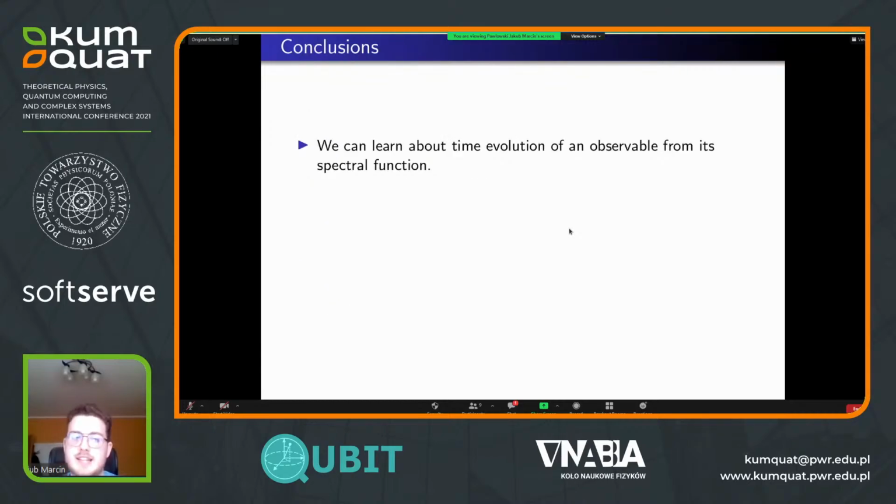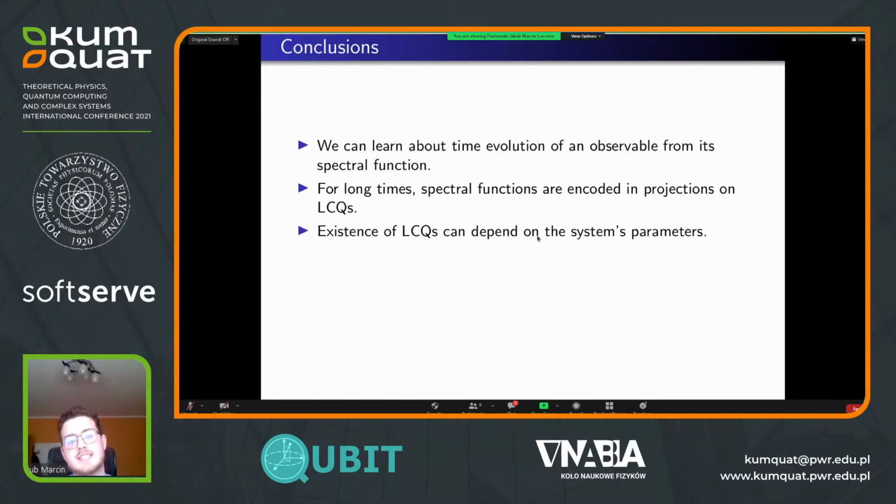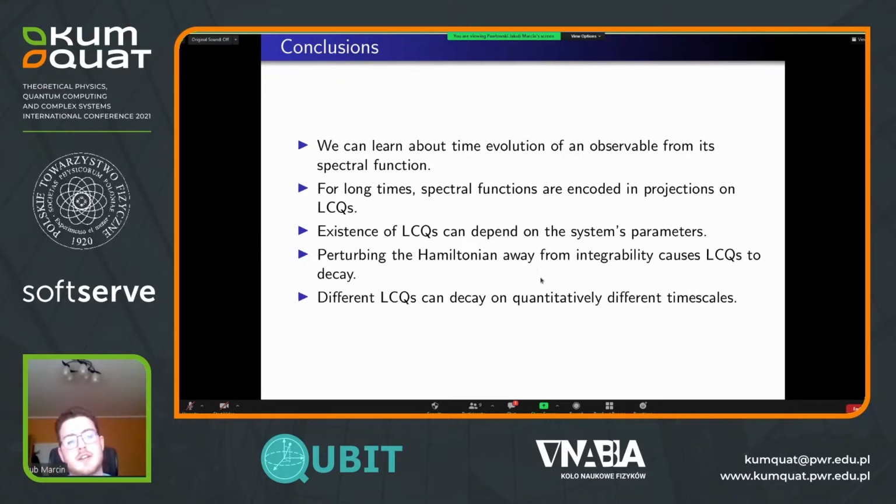What we learned today is that we can learn a lot about the time evolution of an observable from its spectral function. For long times, the spectral functions are encoded in projections onto local conserved quantities. The existence of local conserved quantities can depend on the system's parameters. For example, the energy current exists for all values of delta, whereas the other non-commuting LCQ exists only for delta equal to 1. Perturbing the Hamiltonian away from integrability causes the LCQs to decay. And different LCQs can decay on qualitatively different timescales.